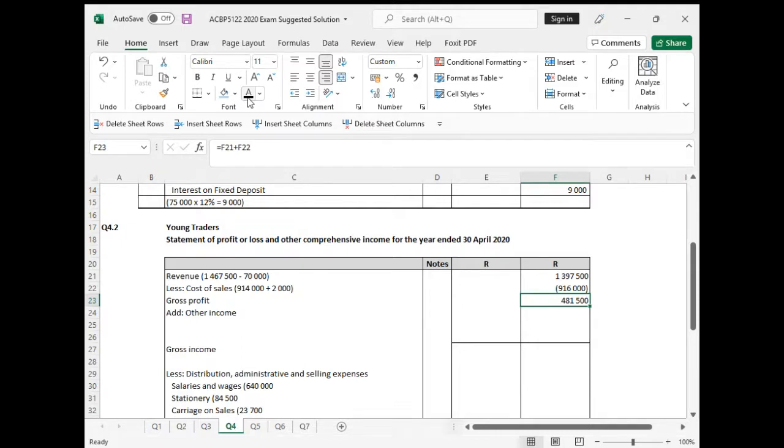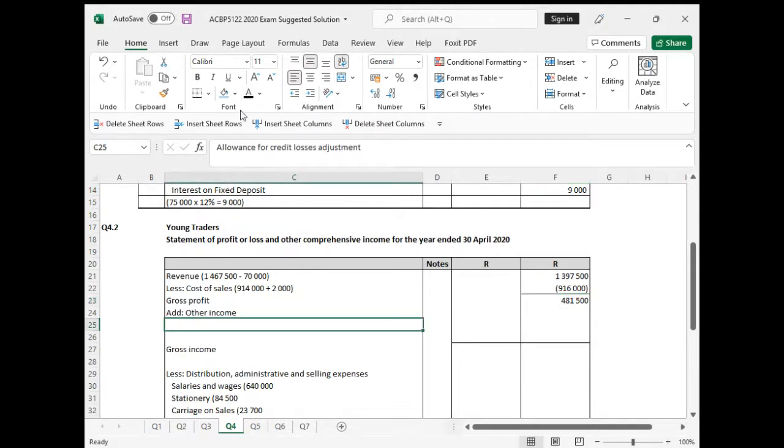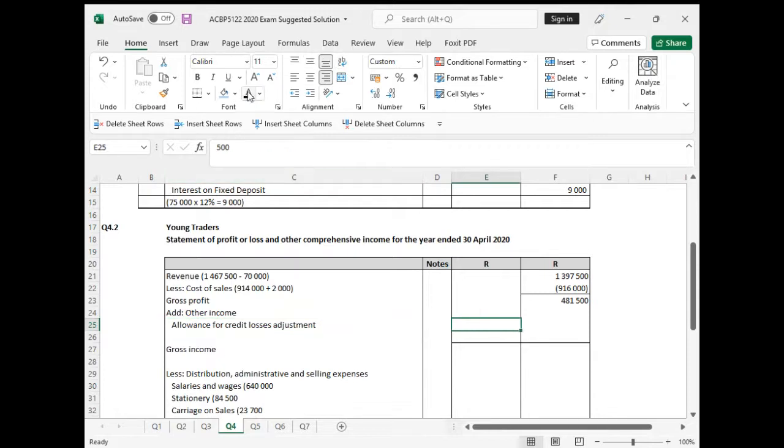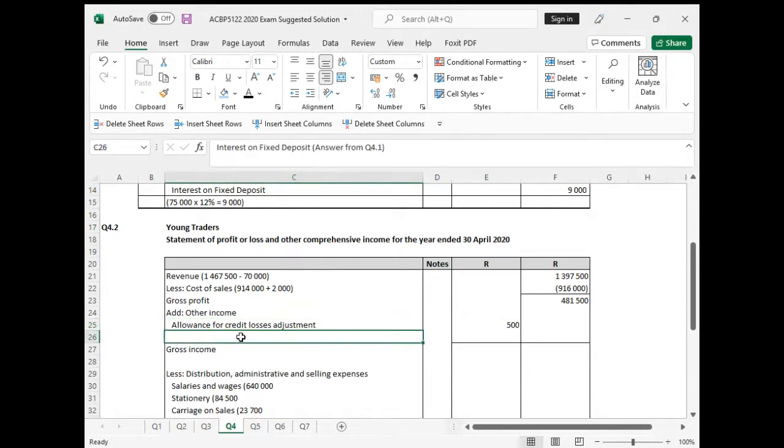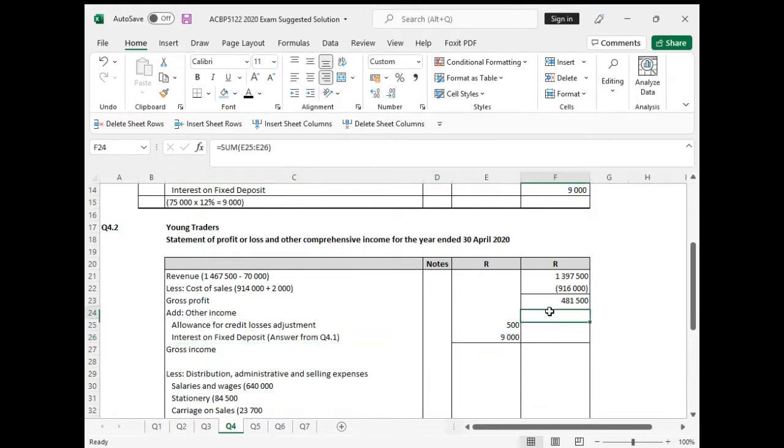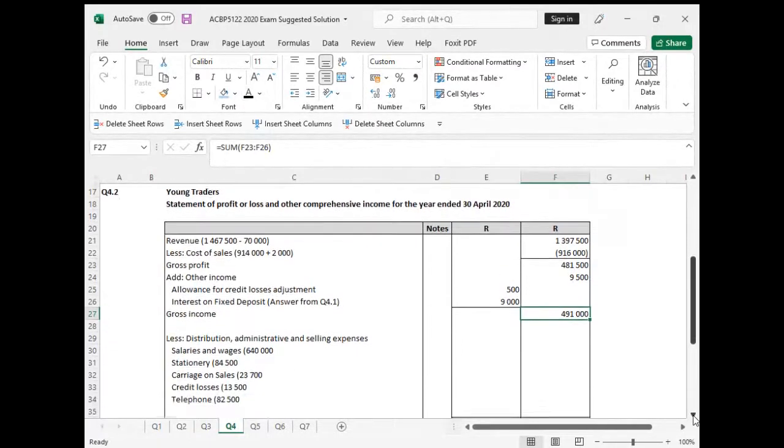Now, other income based on the information was our allowance for credit losses adjustment of 500 Rand, and then your interest on your fixed deposit, which was based on the journal you did at the top. And if you add all of those together, you get your other income of 9,500, which you add to your gross profit to get a gross income amount of 491,000.